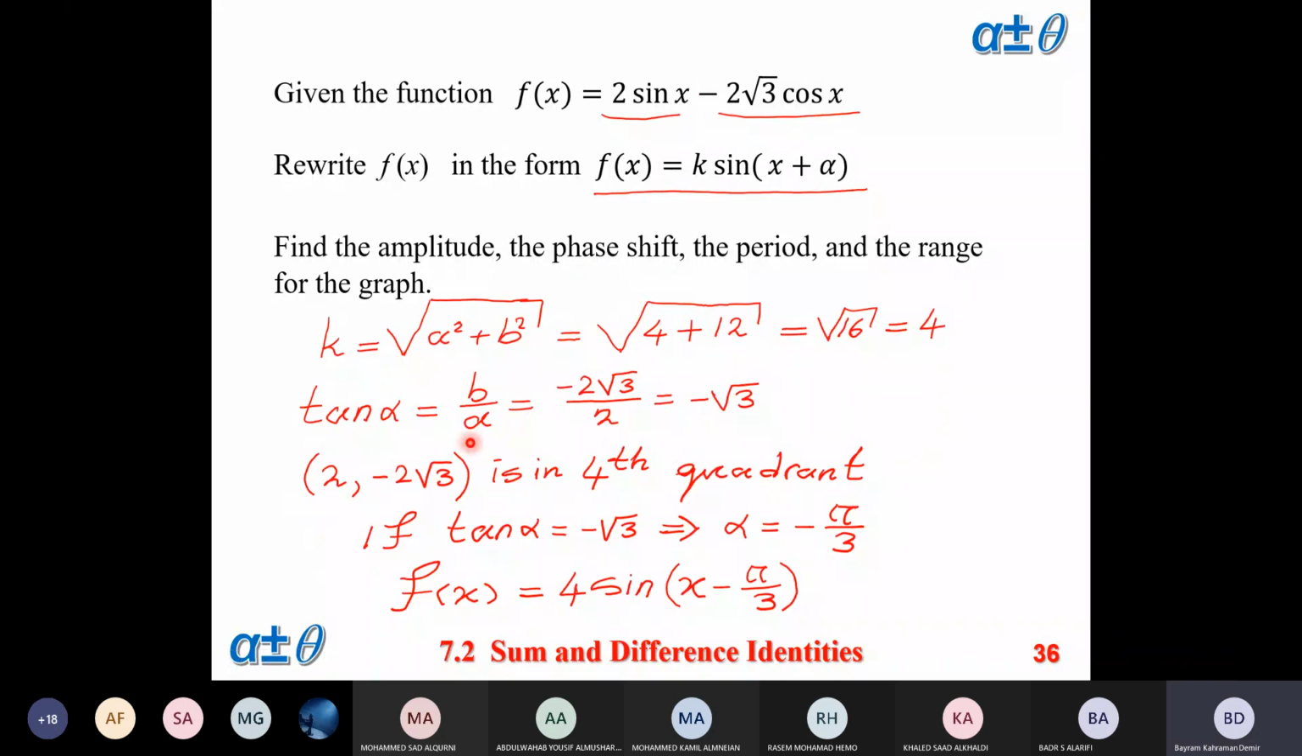So you need to find the point from A and B. A is 2, B is negative 2 root 3. That means it is in the fourth quadrant. Tangent alpha is B over A, so when you calculate, it gives you negative root 3. Now you are in the fourth quadrant. What is tangent alpha? Negative root 3. So what is alpha? Alpha is going to be negative 60.